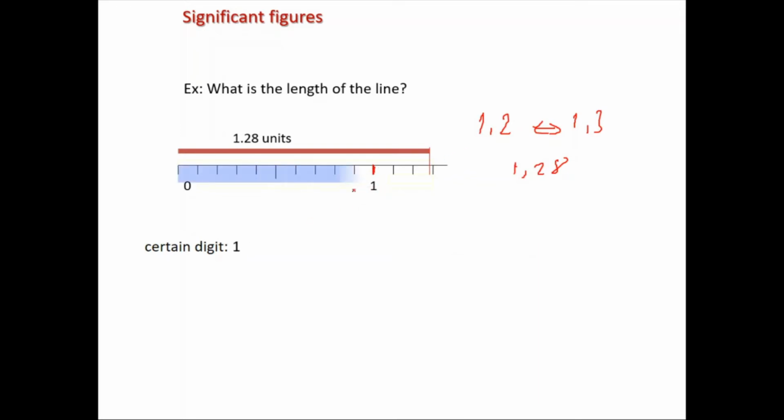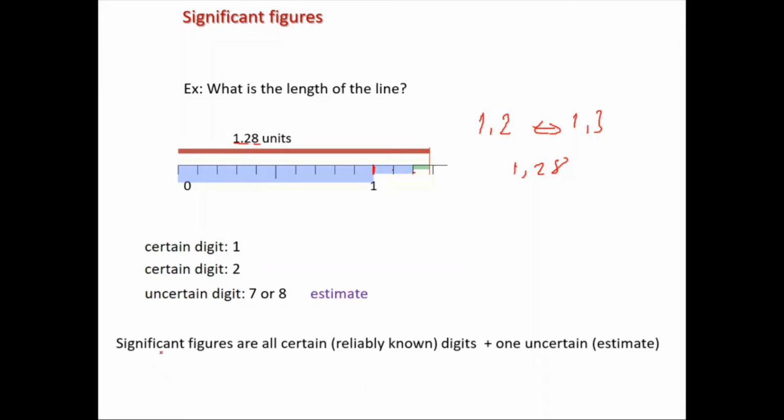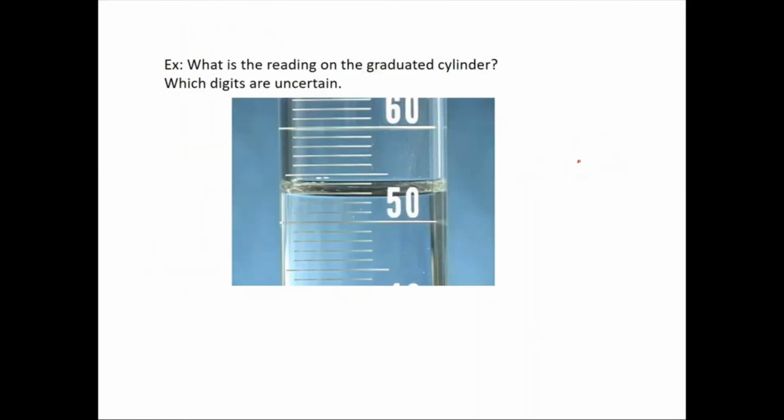Here the first digit is certain. Certainly we know that this is 1, and also the second certain digit is 2. Why? Because it is 1.2. This is 1 and 1.1, 1.2, but the third digit is uncertain. It can be 7 or it can be 8. We wrote 8, and here, as you see, in this measurement we have two certain digits, 1 and 2. 8 is uncertain. We estimate the last one. So the significant figures are all certain digits plus 1 uncertain. Here all certain digits are 1 and 2, and plus 1 uncertain digit is 8. So we have three significant figures here.